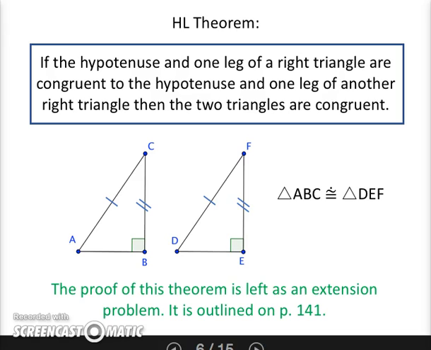Okay, next we have the HL theorem. Reviewing some vocabulary, the hypotenuse of a right triangle is the side opposite from the right angle. If the hypotenuse and one leg of a right triangle are congruent to the hypotenuse and one leg of another right triangle, then the two triangles are congruent. So here, triangle ABC is congruent to DEF. The proof of this problem is left as an extension problem, and the whole proof is outlined for you on page 141.